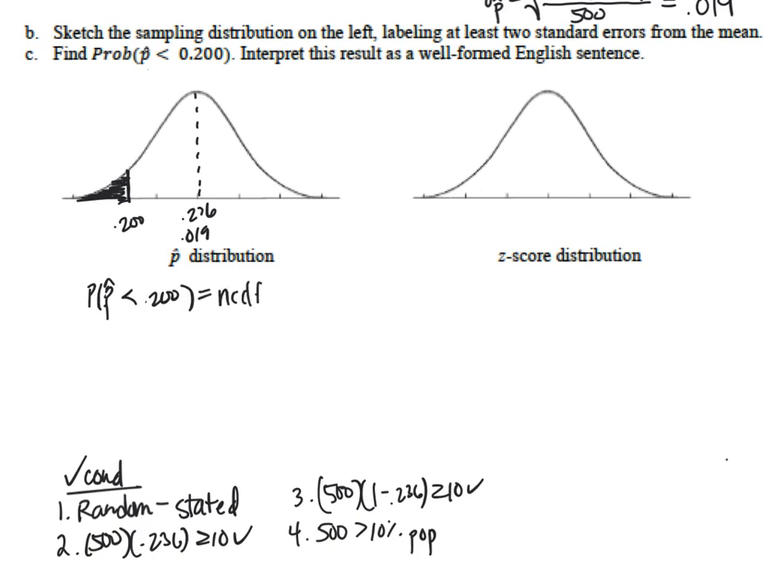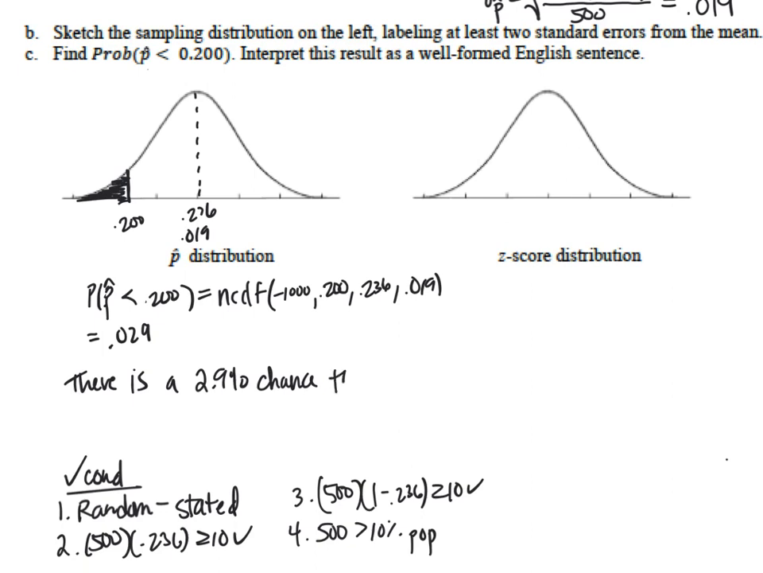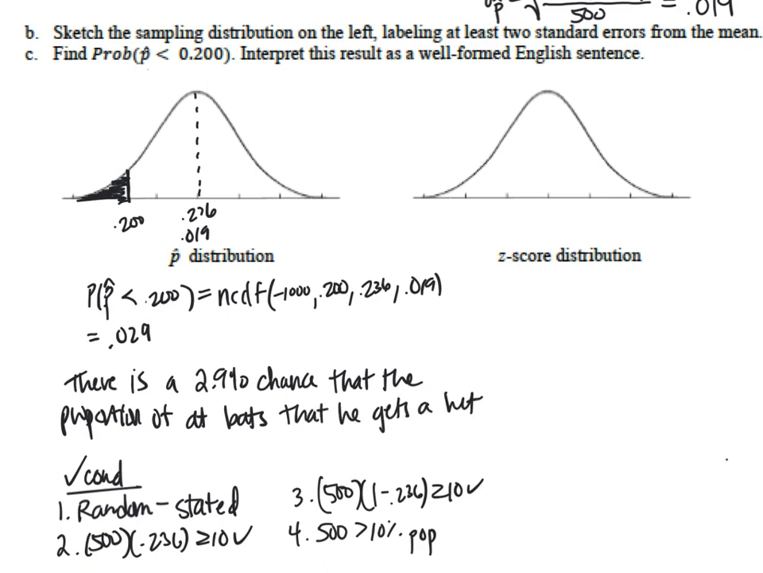So we're going to use our calculator, normal CDF. Lower bound, something large and negative like negative 1,000. Upper bound, 0.200. Mean, 0.236. Standard deviation, 0.019. And we calculate this, and you should get 0.029. So how we can interpret this is that there is a 2.9% chance that the proportion of at-bats in which he gets a hit will be less than 0.2, and this is out of 500 at-bats. Kind of wordy, but that works out.